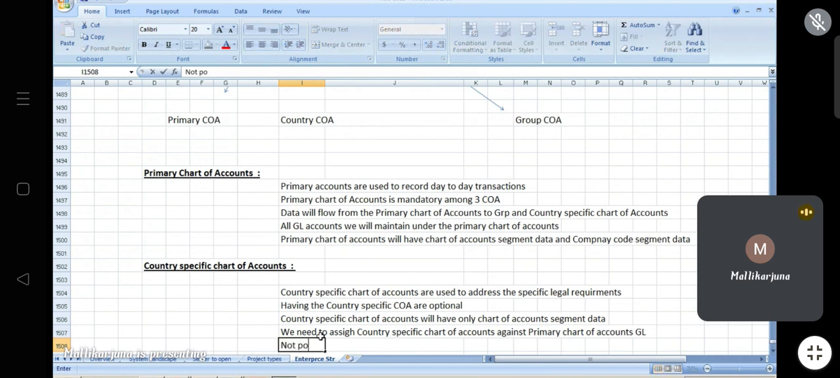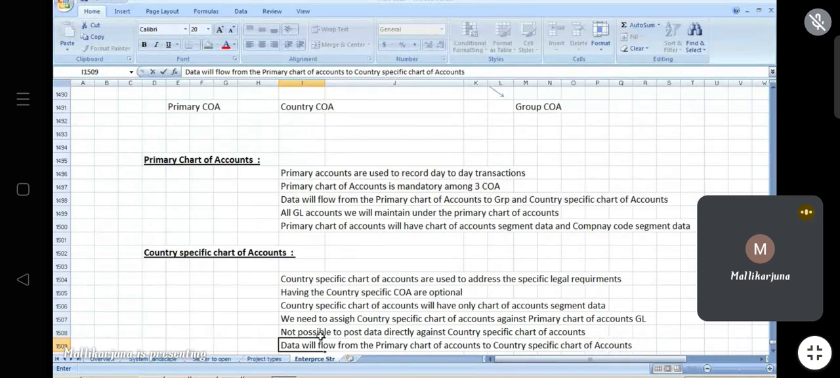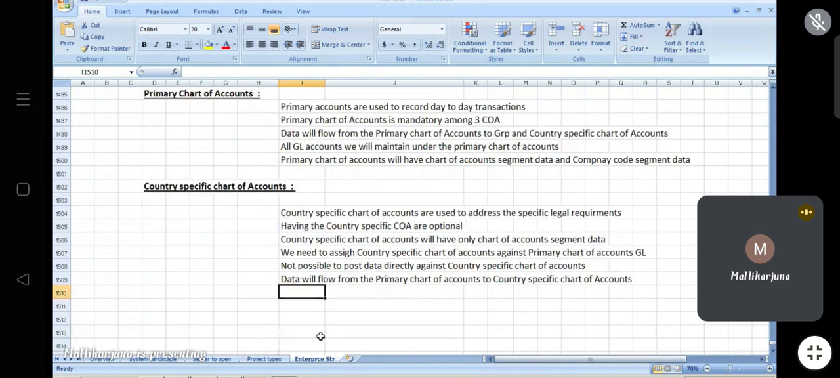Okay. So it is not possible to post data directly against the country specific chart of accounts. The data will flow from the primary chart of accounts to the country specific chart of accounts, because we assign each country specific chart of account against a primary GL account in the GL master data.